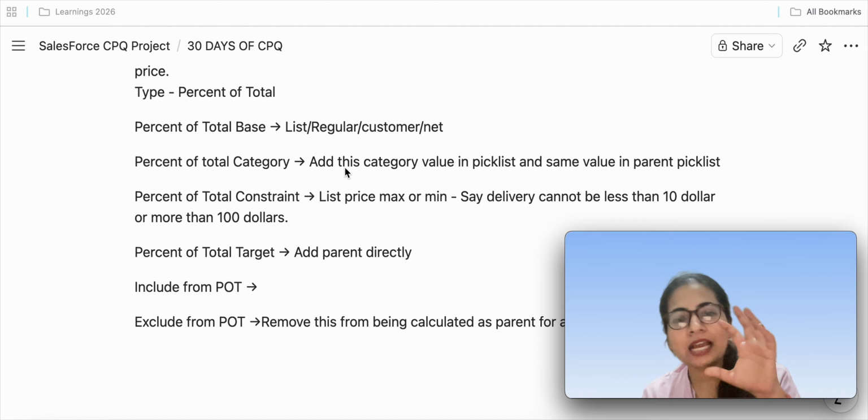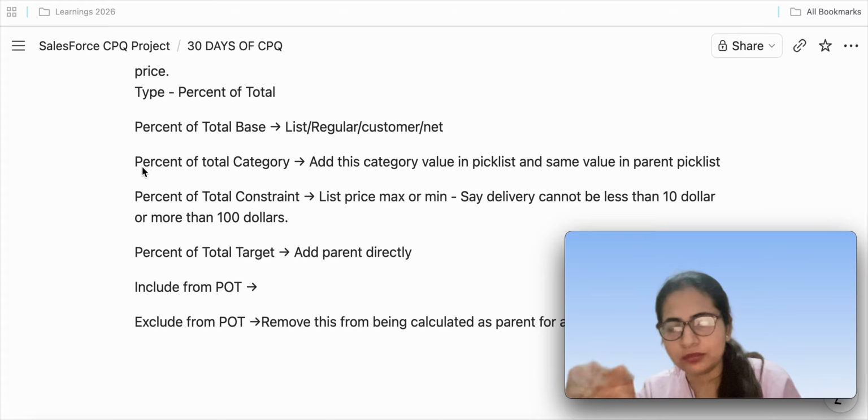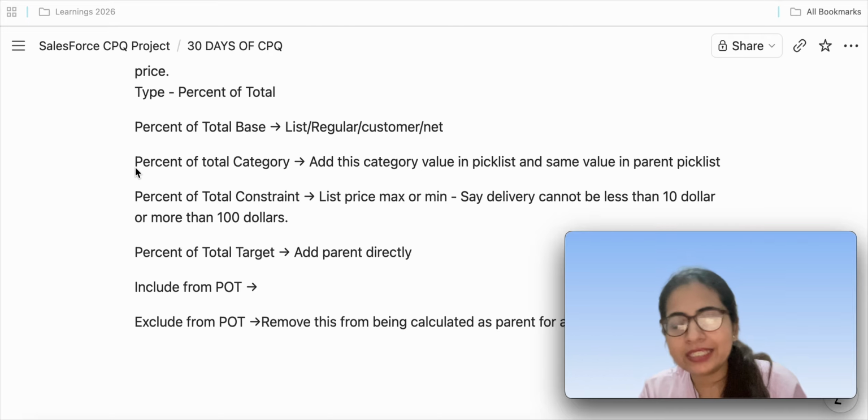To make sure that only relevant products are picked for calculating the percent of total of the delivery, you can create a pick list, and the value, say, would be car. Accordingly you can set this value on the parent and on the child, so that the same category is mapped. When they both are added into a quote where other products are also there, by default it will take the same category product and ignore the other TV or fridge or whatever.